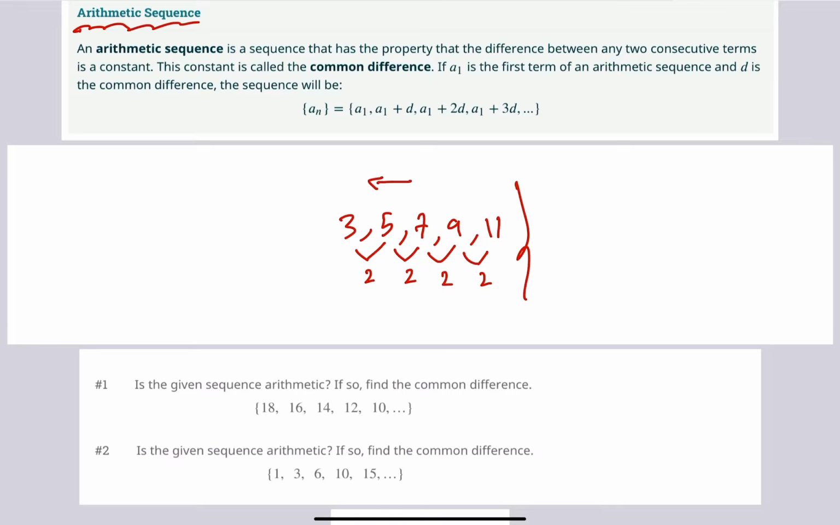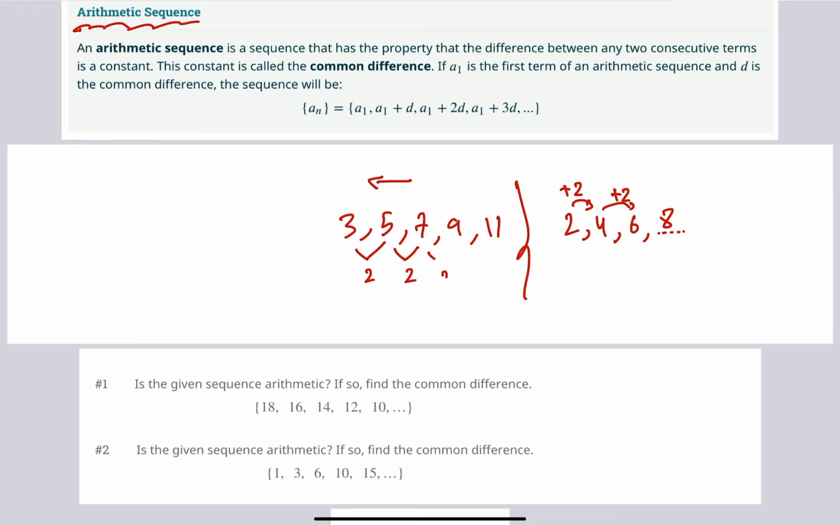Now, let's say we have 2, 4, 6, and I ask you what's the next term, you would simply tell me what? 8, correct? We're adding 2. We're simply adding 2 after every single term.